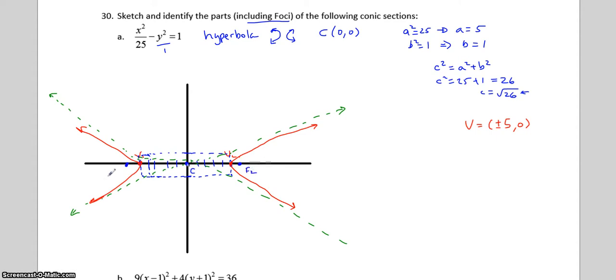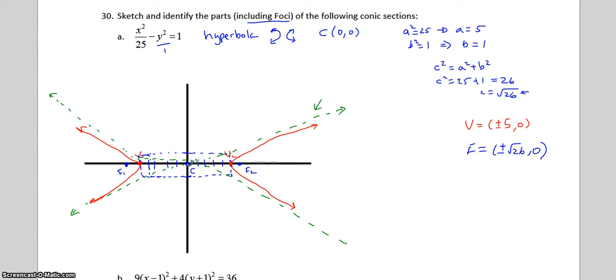Call that F2, F1. We're going to write those over here. The foci would be plus or minus root 26, 0. We're just going out root 26 from each side. Then the last thing we might want to know here is what are the equations of these green asymptotes.